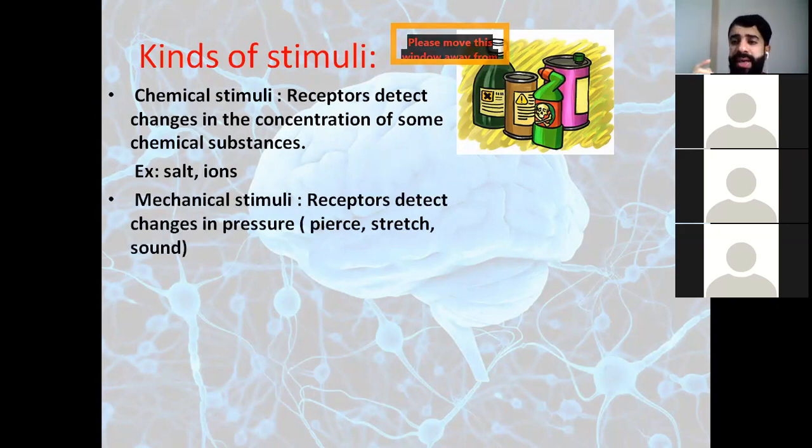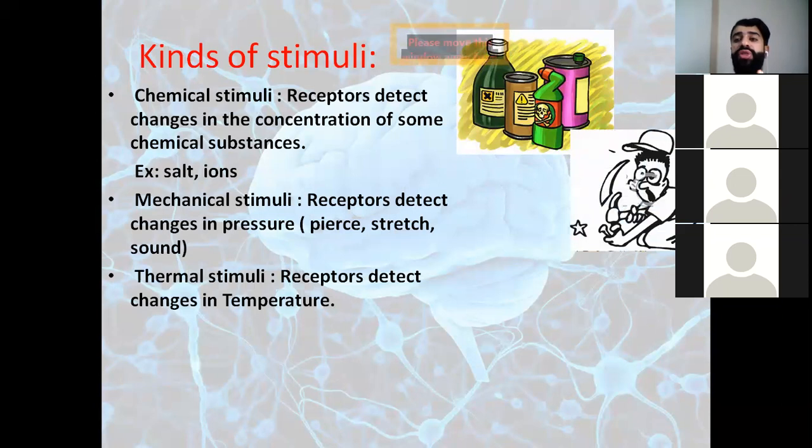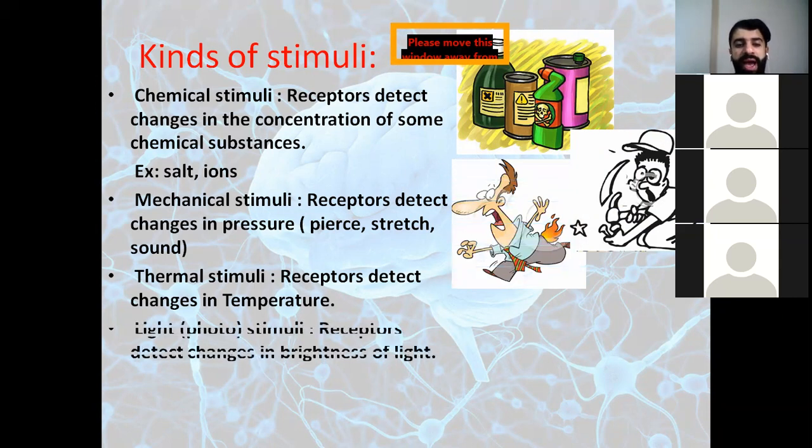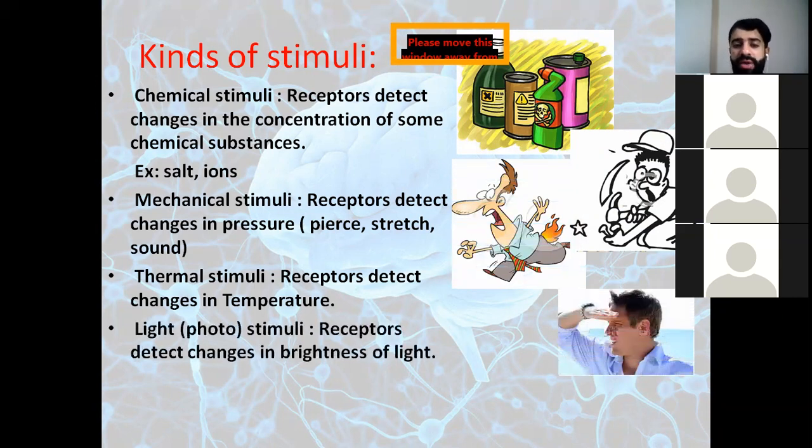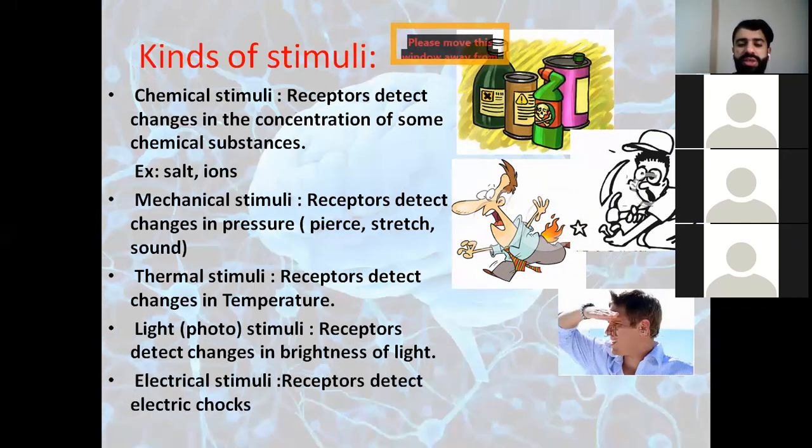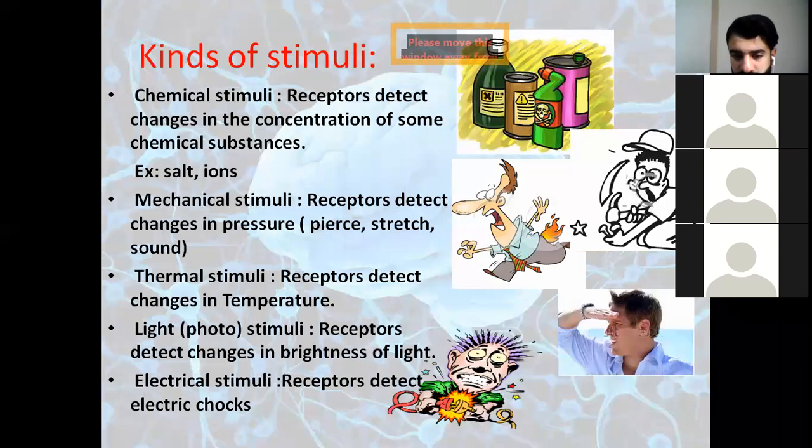Mechanical stimuli are detected by receptors that detect changes in pressure. For example, sound or pulse or stretching. So these are called mechanical stimuli. For example, thermal, which is always related to heat. Thermal stimuli are those where the receptors can detect changes in temperature. That's why they are called thermal stimuli. And finally, we have the light stimuli, where receptors detect changes in light. And we have the electrical stimuli that detect electric shock.